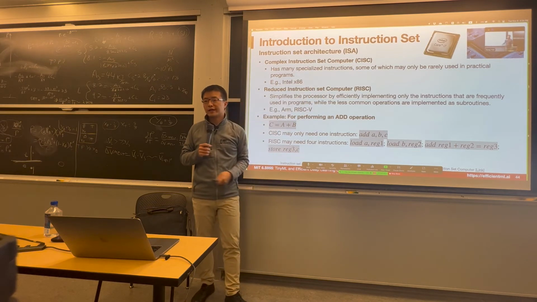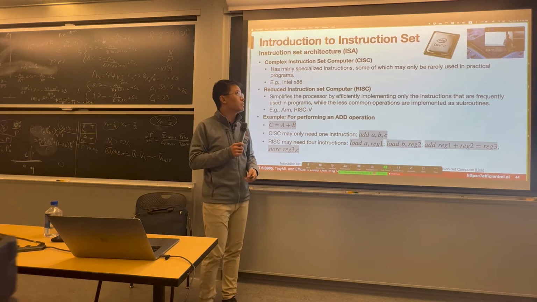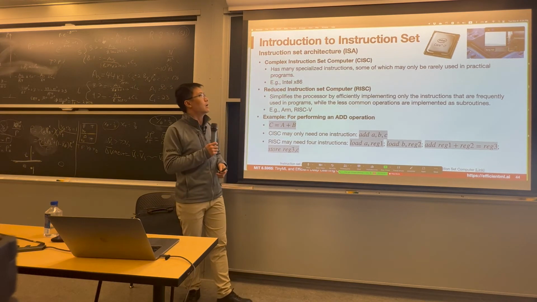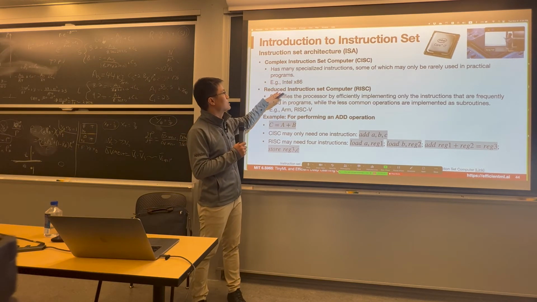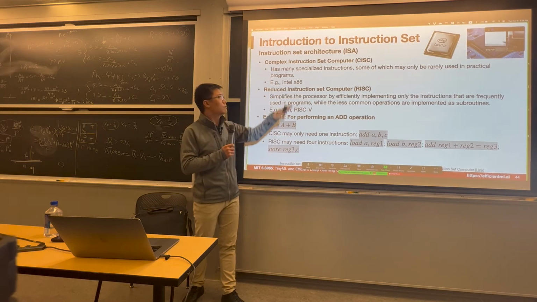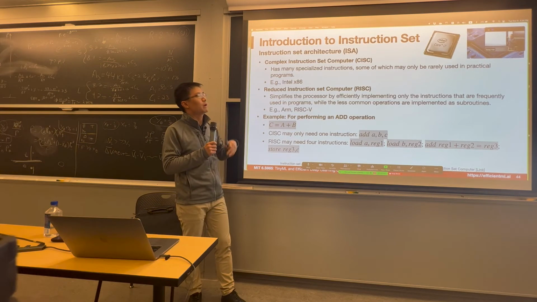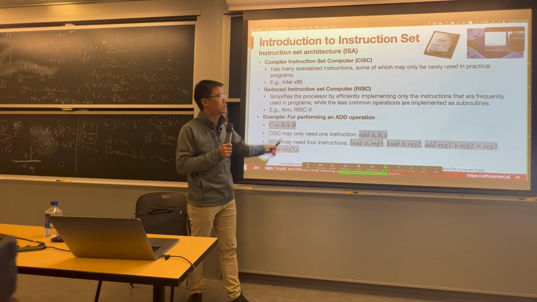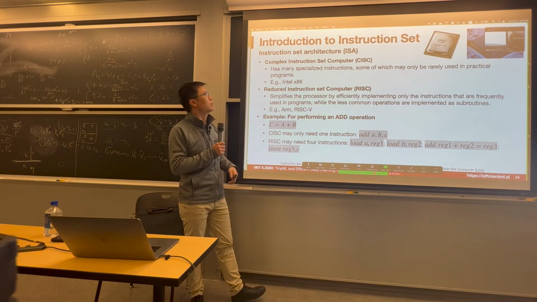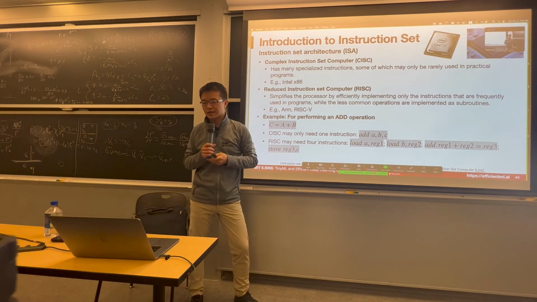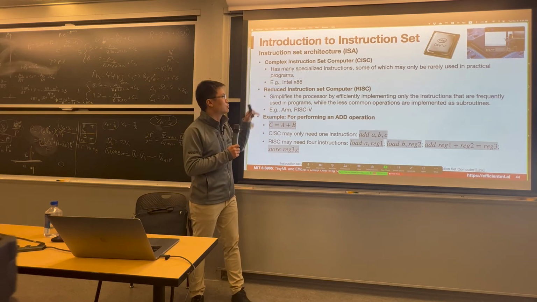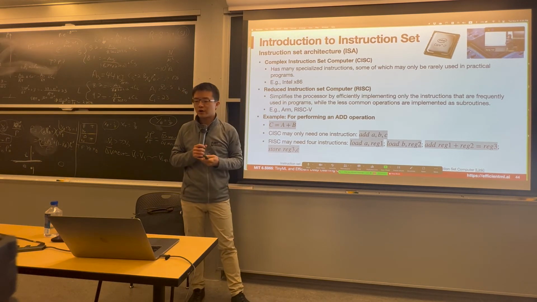Category-wise, there are roughly two categories of ISA: CISC, standing for complex instruction set computer, versus RISC, which is reduced instruction set computer. For CISC machines, you have many big and specialized instructions. Some of them might be only rarely used, though. Intel x86 is using CISC.